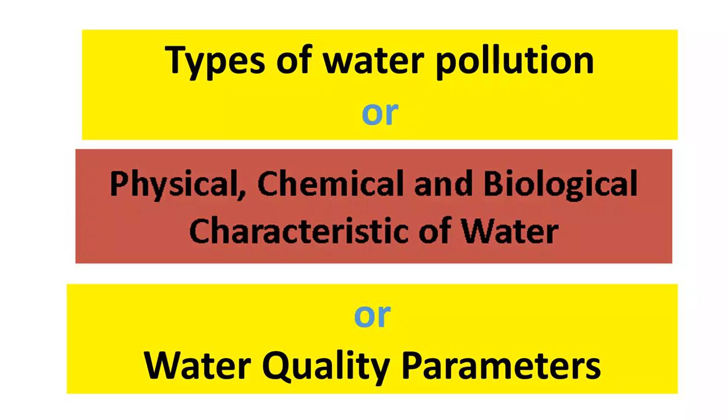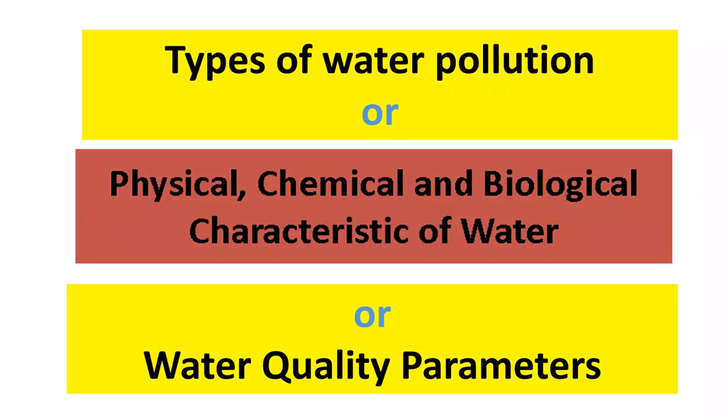Now we have the next topic: what are the types of water pollution? If we simplify this line, water impurities could be in different forms like physical, chemical, and biological. Or simply we can say the characteristics of water, or lastly, water quality parameters. So if the examiner asks you what the types of water pollution are, you have to write the same thing. Or he may ask you to write physical, chemical, and biological properties. Okay, the thing is the same.